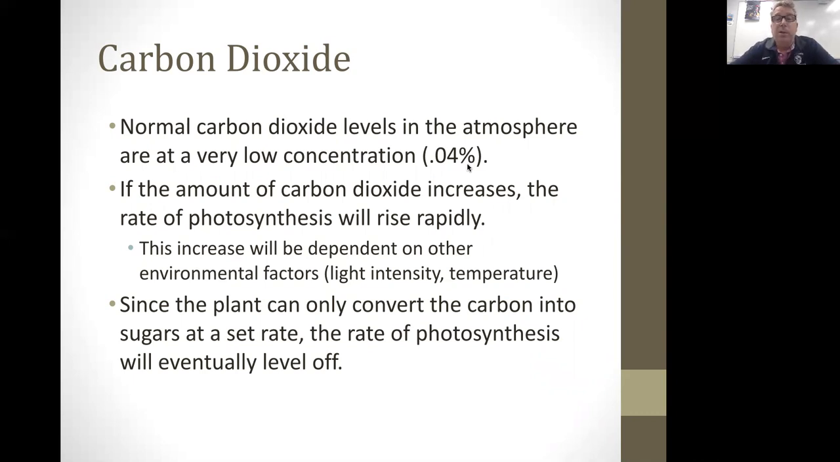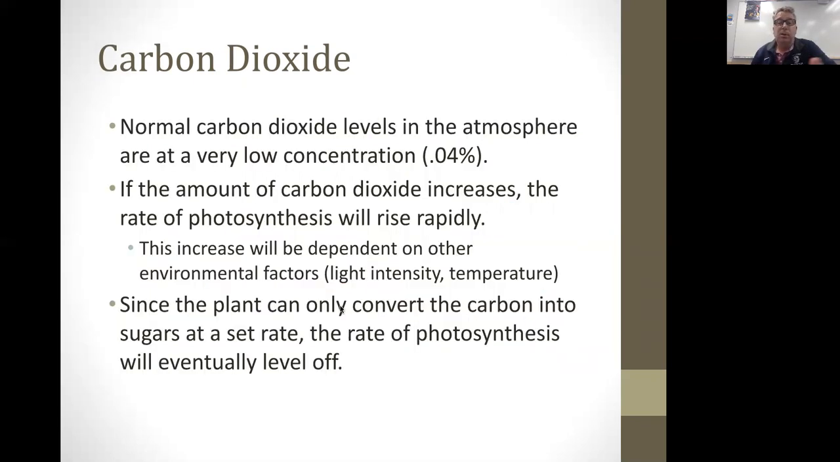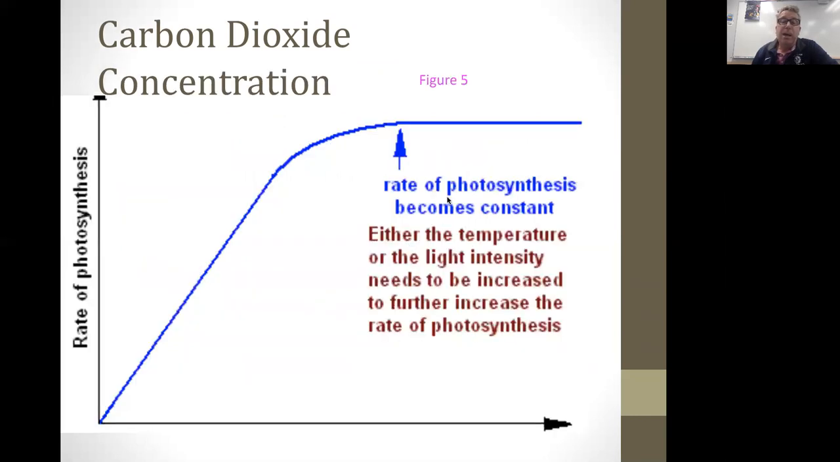So if the amount of carbon dioxide increases, the rate of photosynthesis will rise rapidly. However, it will be dependent on other environmental factors. Since a plant can only convert carbon into sugars at a set rate, the rate of photosynthesis will eventually level off. I think I might be going too fast. Then it will become constant unless we get more light or more water, right? If another factor increases, the rate of photosynthesis will increase, but then remain constant again.